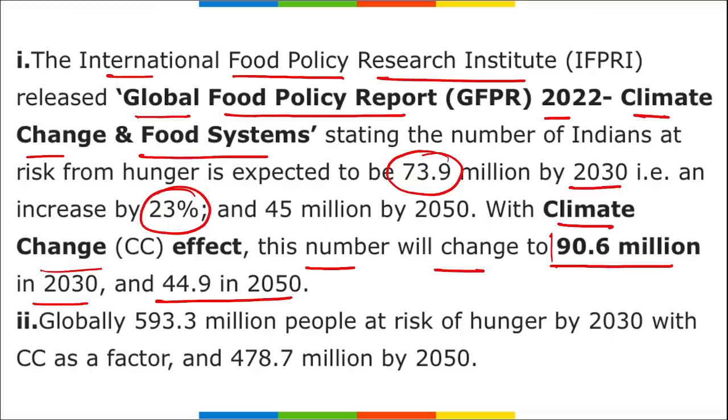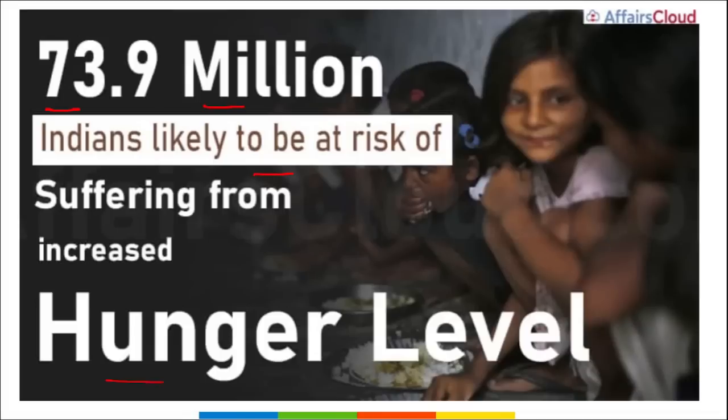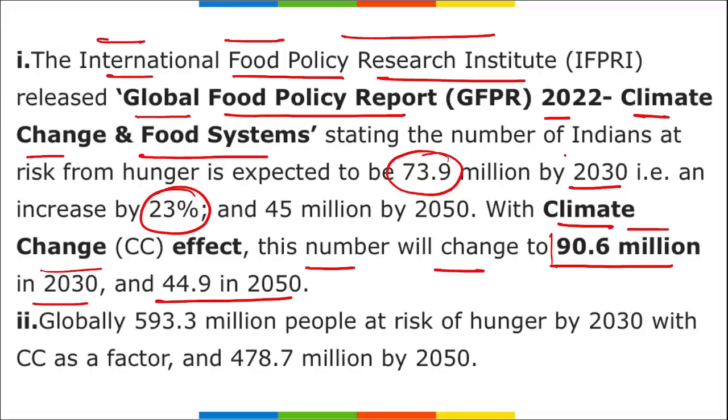All right, I repeat, this data was released by whom? International Food Policy Research Institute released this data. The name of the report was Global Food Policy Report, and you need to remember they stated that recently around 73.9 million Indians are likely to be at risk of hunger by 2030. All right, remember the data for 2030.